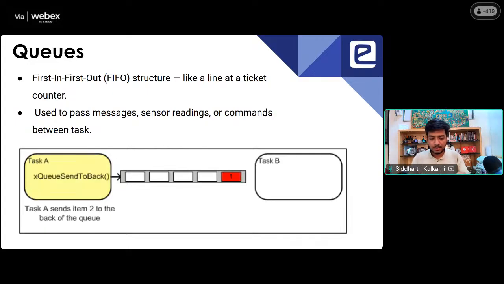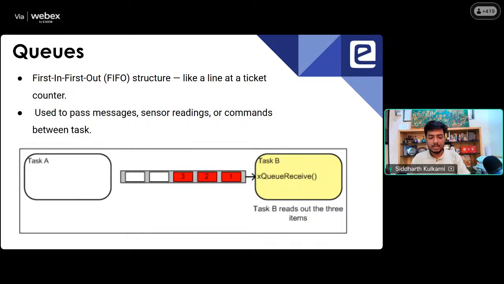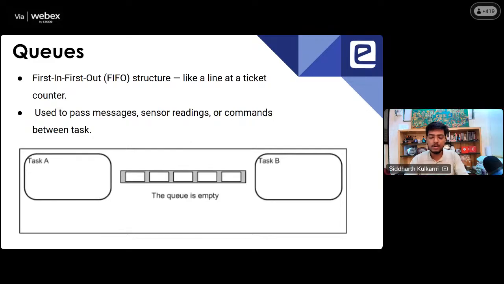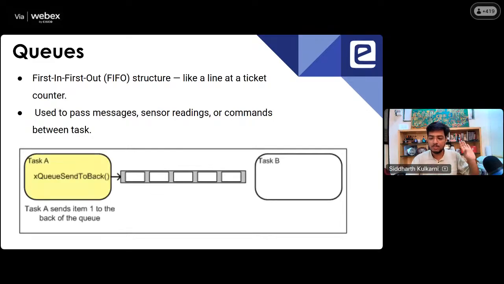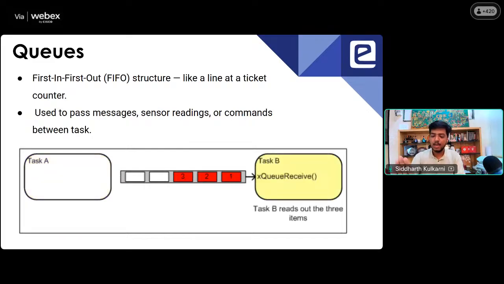So this structure is used to send variables or send information between two tasks. Let's assume that task A is our sensor data task and task B is our control algorithm task. What task A will do is, every time it takes the data from the sensors, processes it, and the data is ready, it will push it into the queue. Let's assume the number one is the latest data that is pushed, and task B will read the data one by one from the queue.